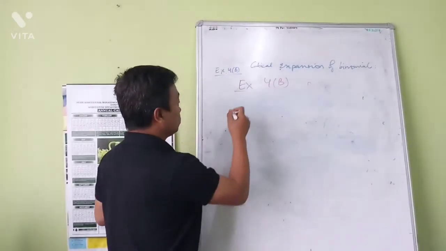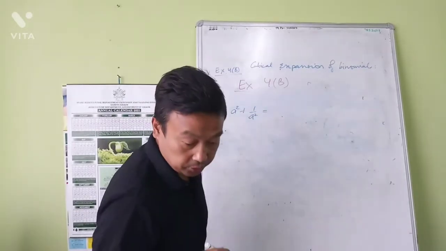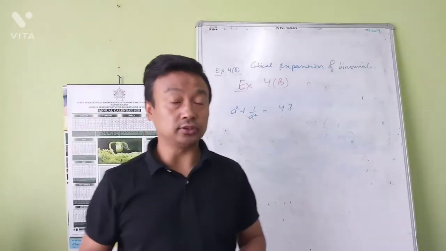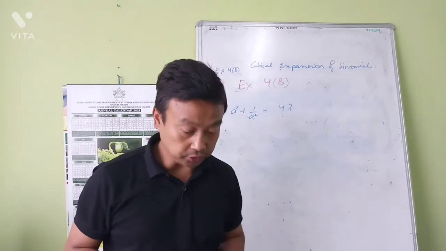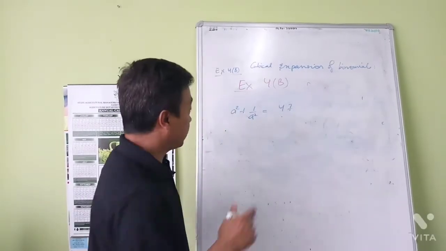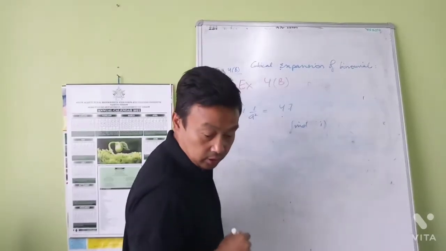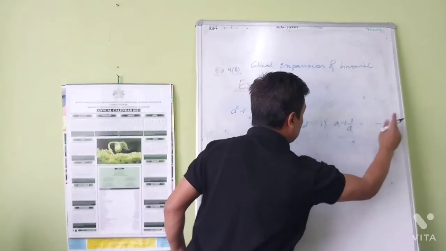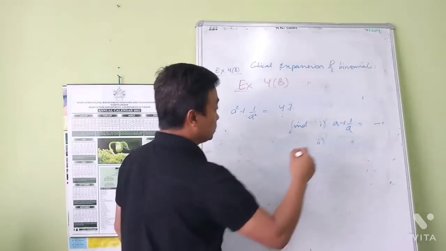You have got a square plus 1 by a square is equal to 47. This is given to you. Now this is slightly different. You have to think a little bit out of the box. Number 1, you have to find a plus 1 by a. Okay, this is what you have to find. Number 2, you have to find a cube plus 1 by a cube.